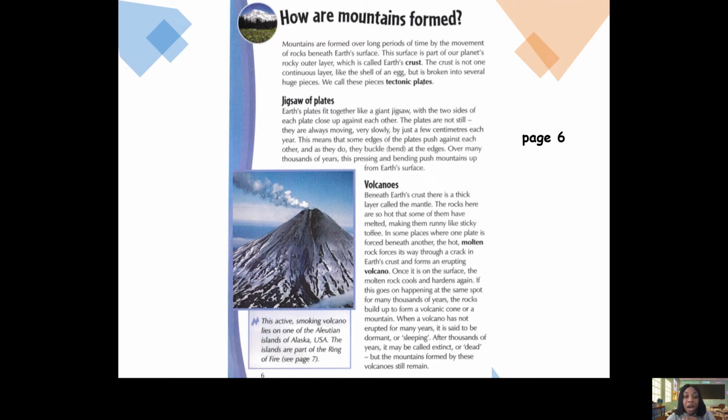Jigsaw of plates. Earth's plates fit together like a giant jigsaw, with the 2 sides of each plate close up against each other. The plates are not still, they are always moving, very slowly by a few centimeters each year. This means that some edges of the plates push against each other, and as they do, they buckle and bend at the edges. Over many thousands of years, this pressing and bending pushes mountains up to form the Earth's surface.